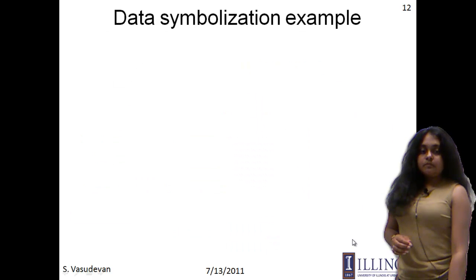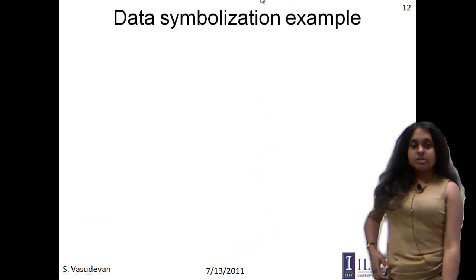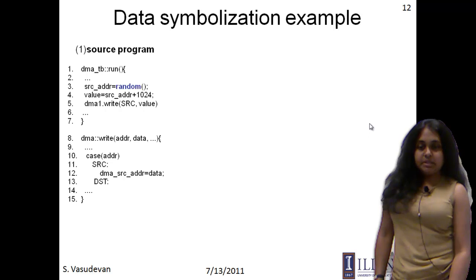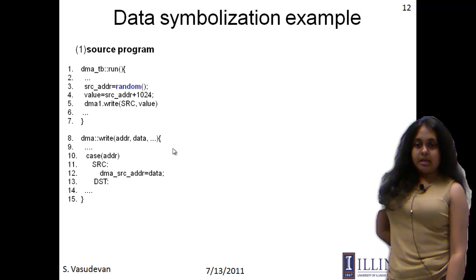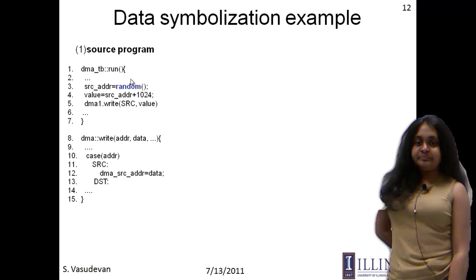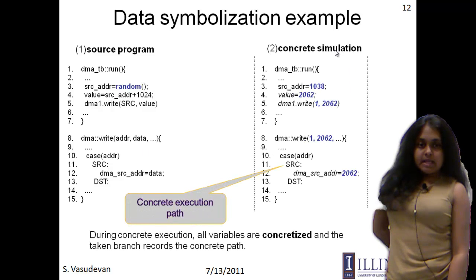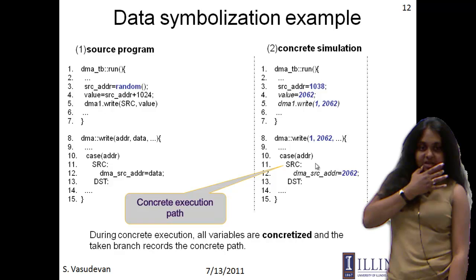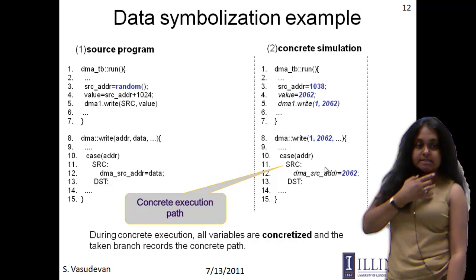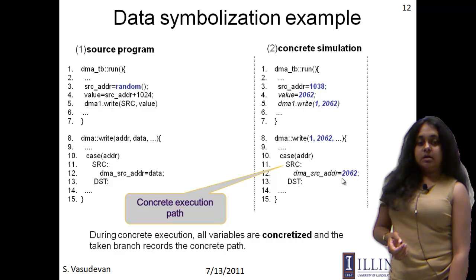So to give you a more concrete example, if this is a source program in SystemC, let's look at a concrete simulation. A concrete simulation path assigns explicit values to every variable, and here you see a concrete execution path, where the DMA source address is 2062.